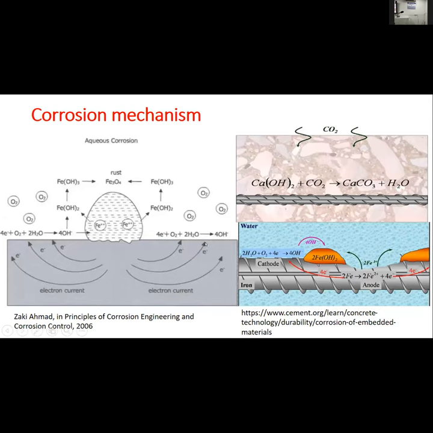Okay, the next one, corrosion mechanism. There are two types of corrosion mechanism. The corrosion mechanism depends on the solution properties, metal properties, temperature, and other conditions. The first one is aqueous corrosion, and the metal is iron. In this mechanism, iron is oxidized, as a result forming hydroxides or oxides and sulfides. This is a large problem on the metal surface. The next one is cement corrosion. In this corrosion, iron is also oxidized to form Fe2+. As a result, iron hydroxide is formed. This is also a corrosion product and also a corrosion problem.